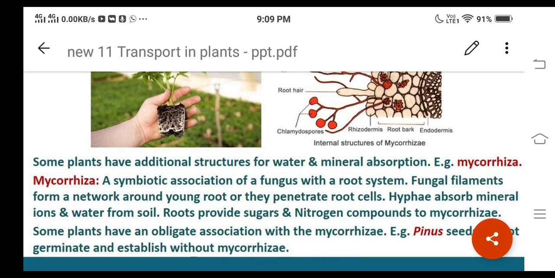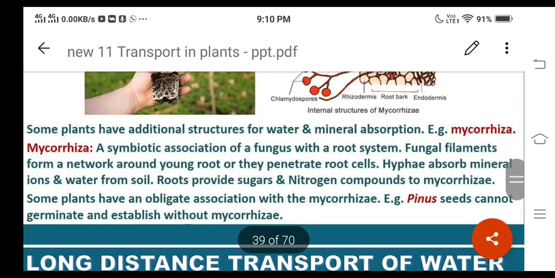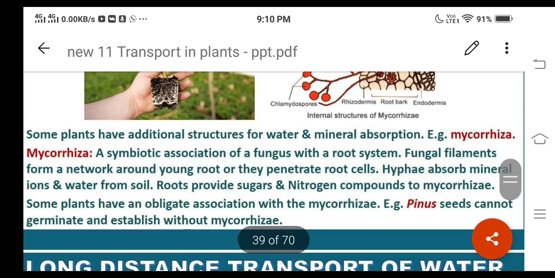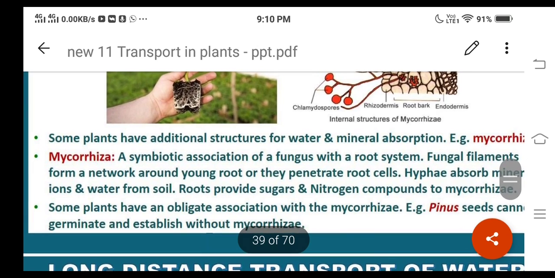Finally, one more example: some plants have an obligate association with mycorrhizae. Obligate association means the organism will not survive without the infection of this fungus. For example, Pinus. Pinus seeds cannot germinate and establish without mycorrhizae. If mycorrhizae are not there, Pinus seeds won't germinate.